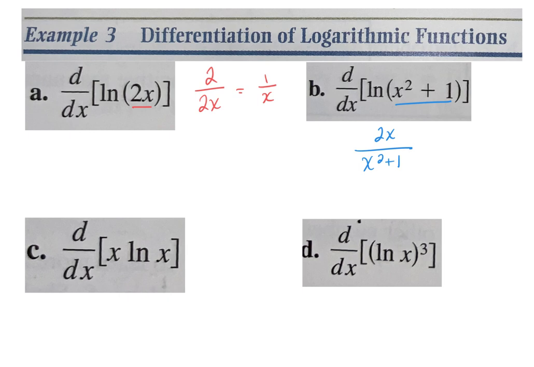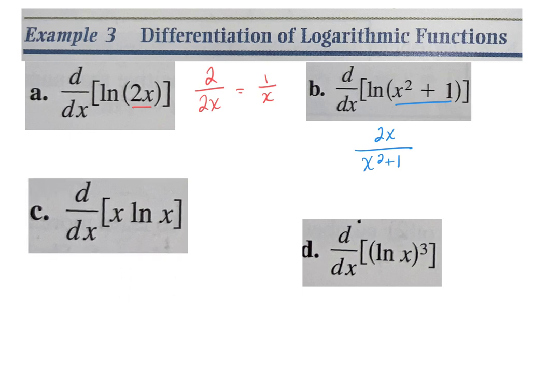This one is going to be the product rule. Think of it as x times the natural log of x. So I'm going to say the derivative of the first. What is the derivative of x? Just 1. So I have 1 times my second function there, ln of x.